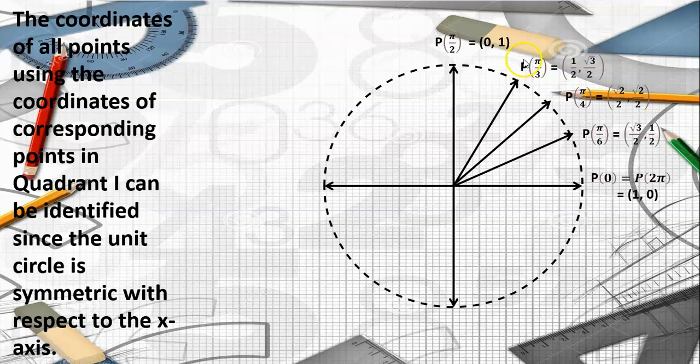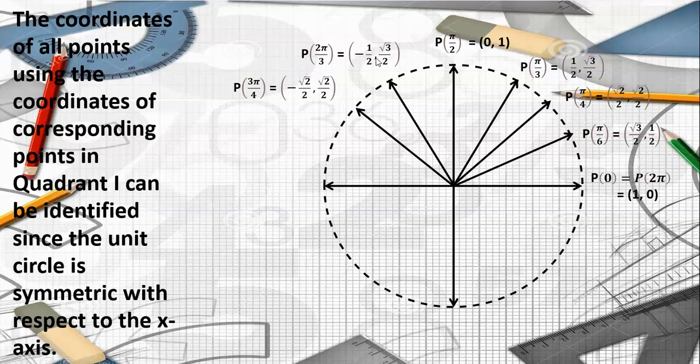And then at P of pi over 2, this is 90 degrees, so the coordinates are 0 and 1. So we have here P of 2 pi over 3. So makikita nyo, naulit lang yung kay P of pi over 3. Naging negative lang yung sign ni 1/2. The same holds true with P of 3 pi over 4. So our x here is negative, here it's positive. And then we have here your P of 5 pi over 6, which is negative square root of 3 over 2. And then we have here our P of pi, or 180 degrees. We have negative 1 and 0.